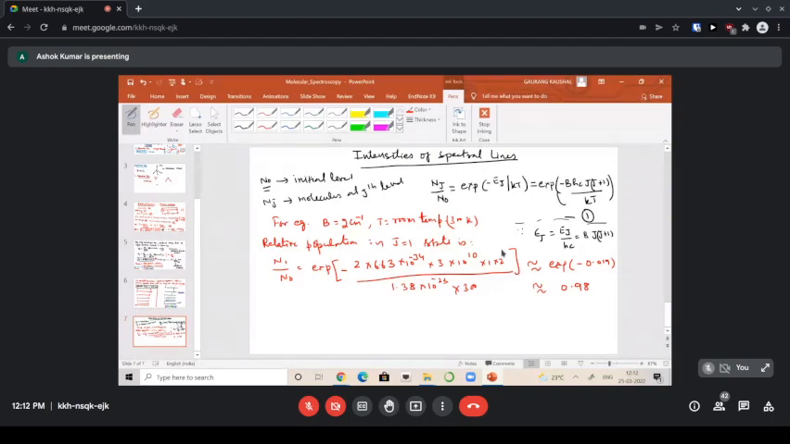Because Nj upon N naught is proportional to J into J plus 1, and B is also there. If you draw a curve for different values of B, the variation of J with the population can be drawn like this.